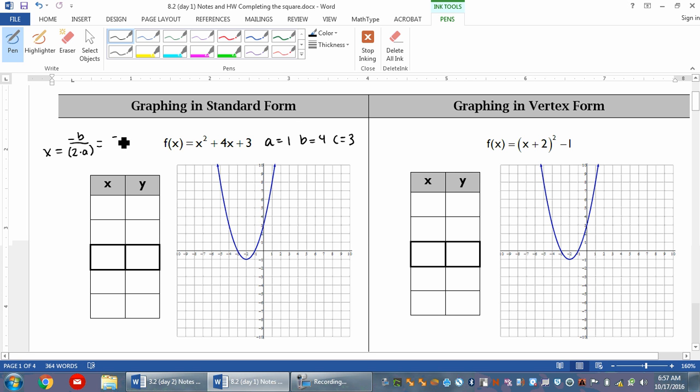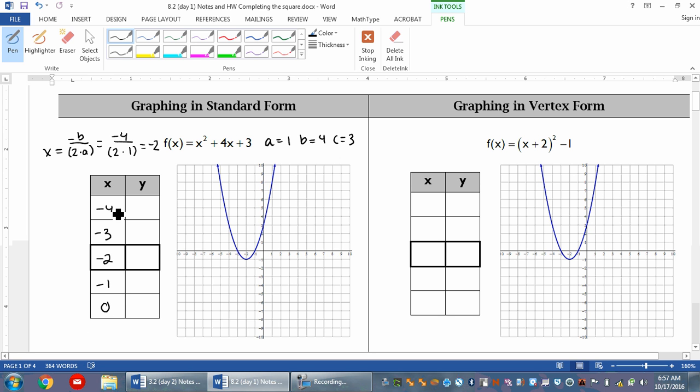B is 4, the opposite of b is negative 4. I have 2 times a, which is 1. Put that whole thing in the calculator, we get negative 2. That is the value that goes in the middle of the x. We go 2 smaller, 2 bigger.